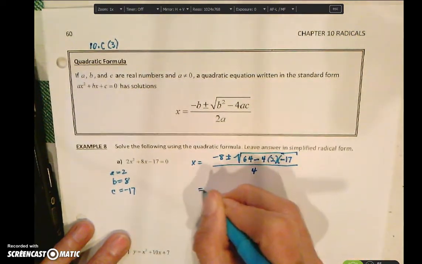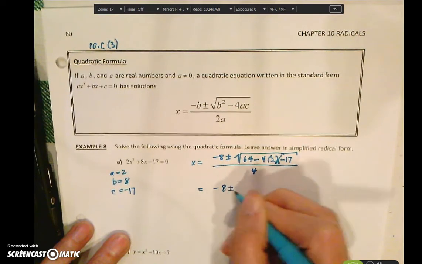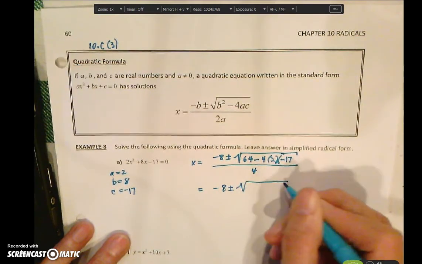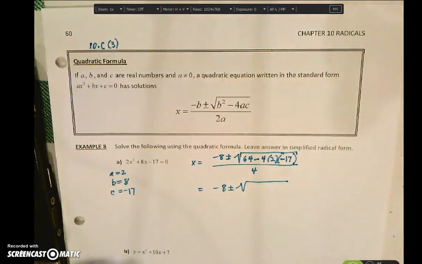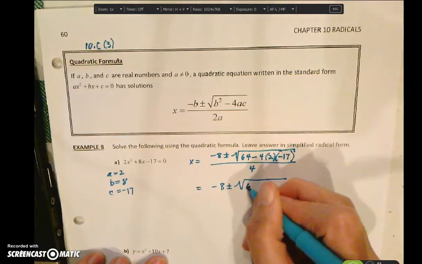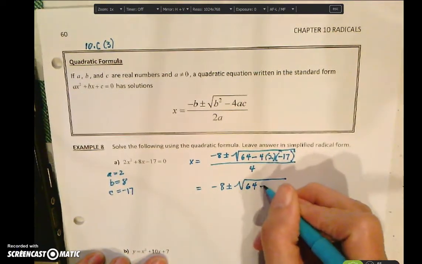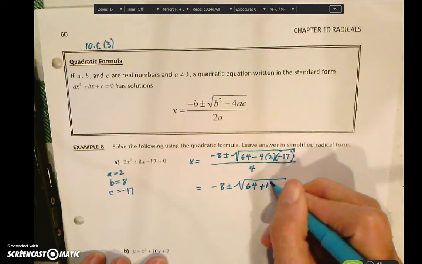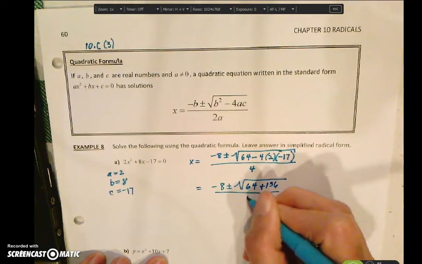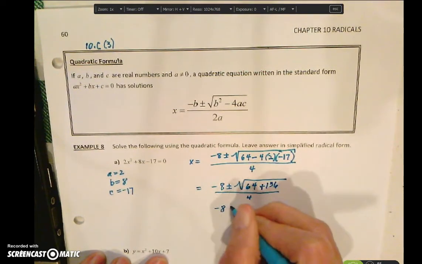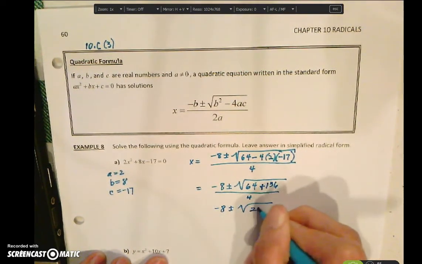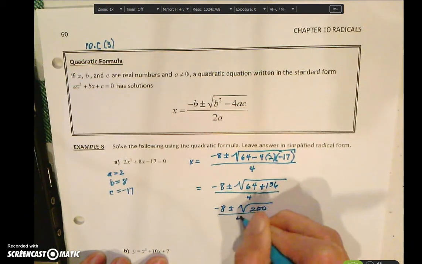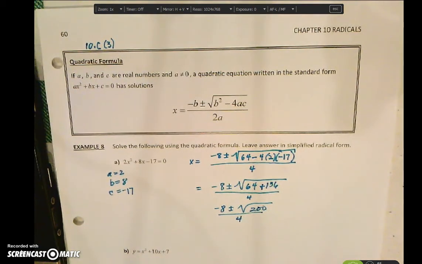So that's going to be equal to negative 8 plus or minus the square root of, and let's multiply that out and get 64, and have a minus and minus, which is going to give me plus, and then that is 136, all over 4. So we have negative 8 plus or minus the square root of 200 over 4. Now this is what we've done before.